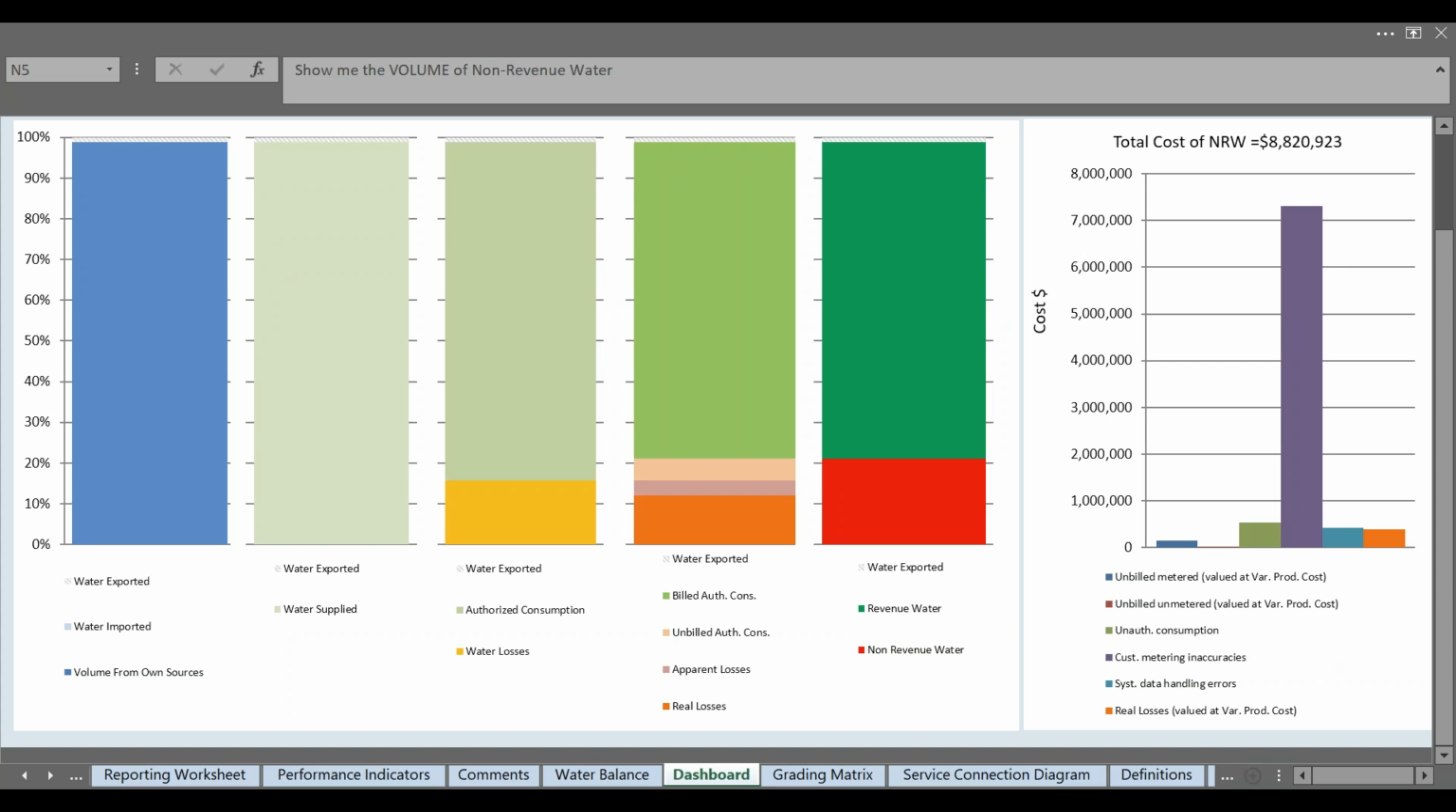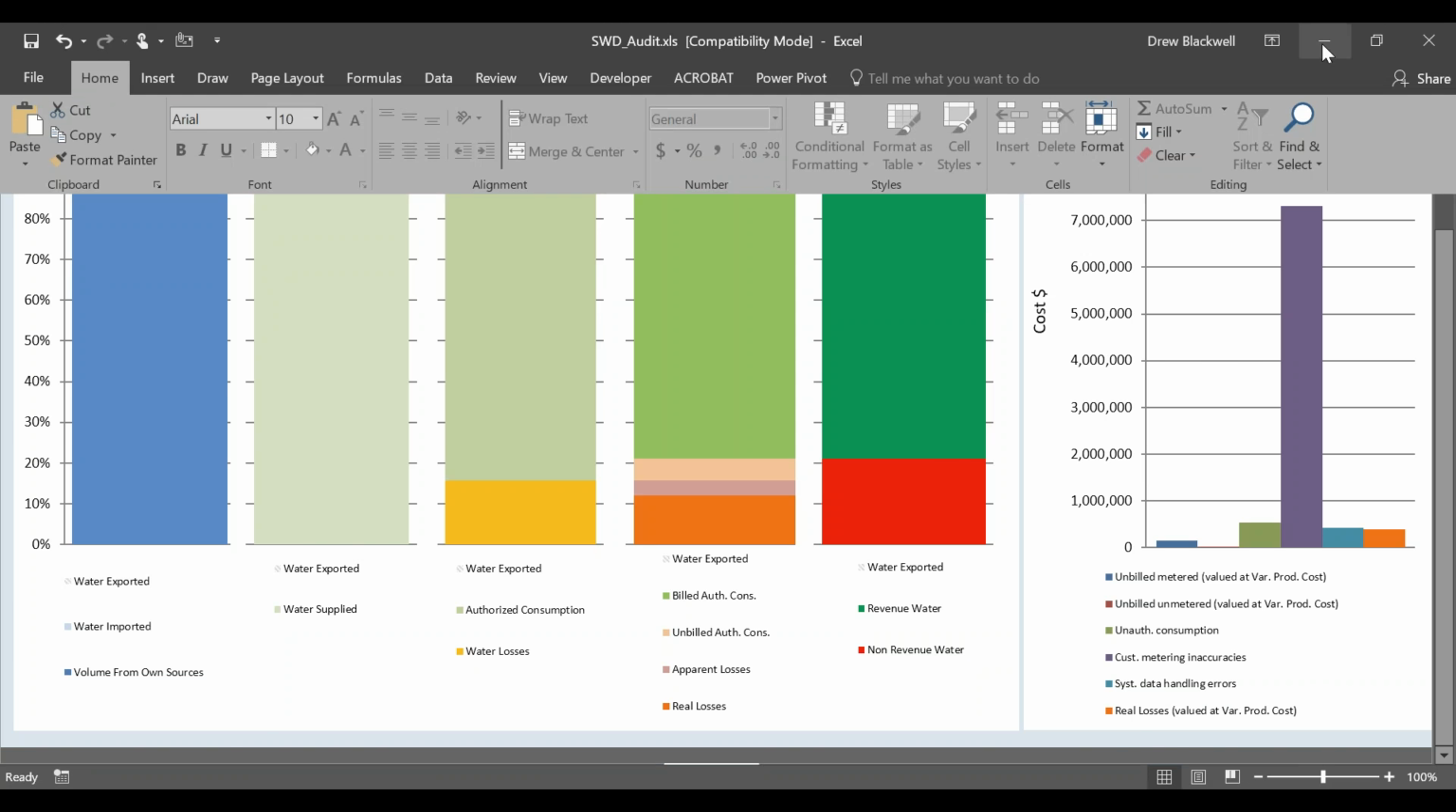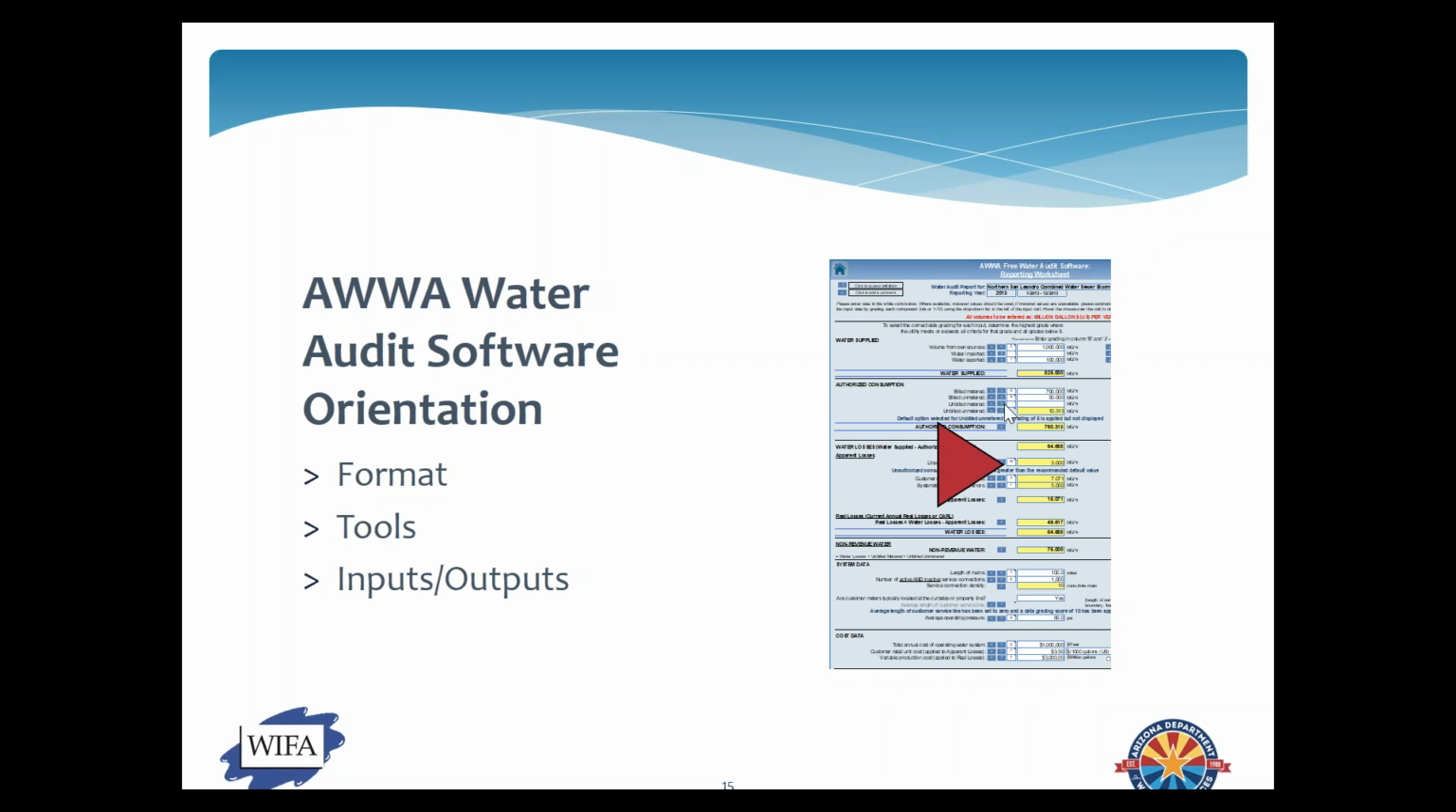So just a quick peek at the water audit, some of the tools to help you get more oriented to the water audit if you are somewhat unfamiliar with that. But now we'll take a look at some more of the data sources that go into those inputs. Because after all, we are asking you to compile your data and complete the water audit in the next month.